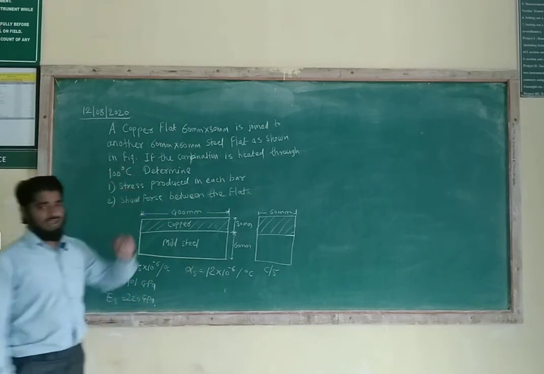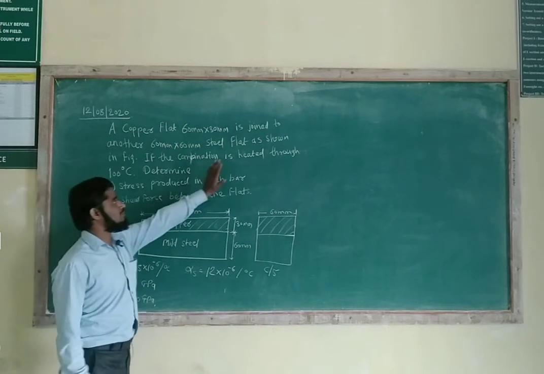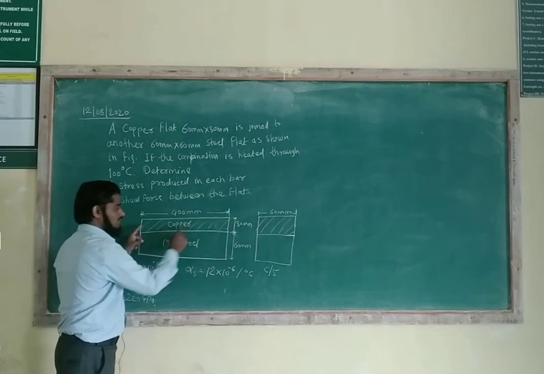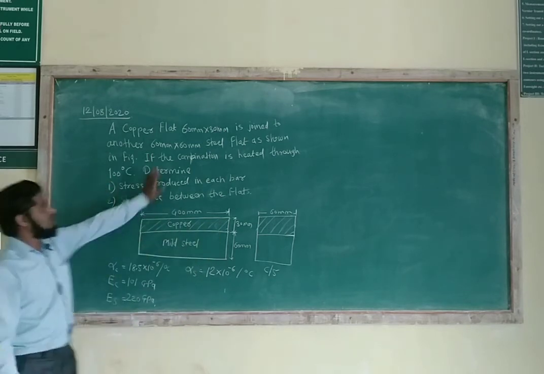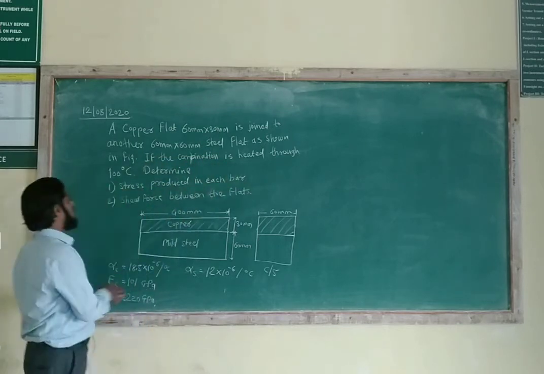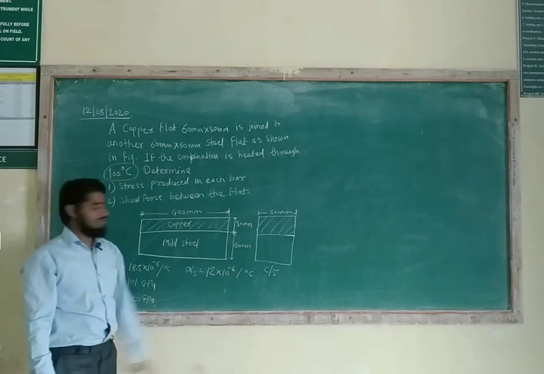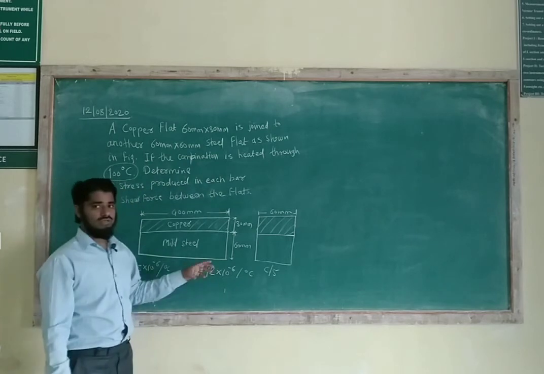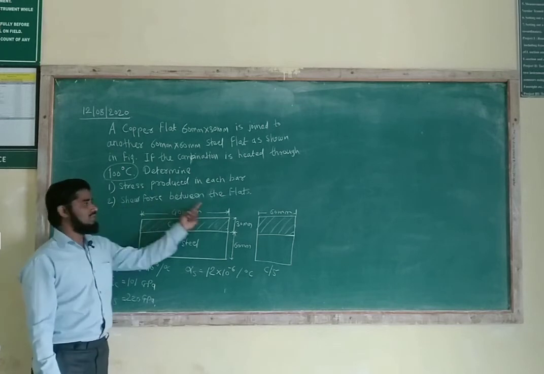A copper flat 60 mm by 30 mm is joined to another 60 mm by 60 mm steel flat. There are two flats as given, copper 30 by 60 and mild steel 60 by 60. As shown in the figure, the combination is heated through 100 degree centigrade, which is the given temperature. Determine the stress produced in each bar and the shear force between the flats.